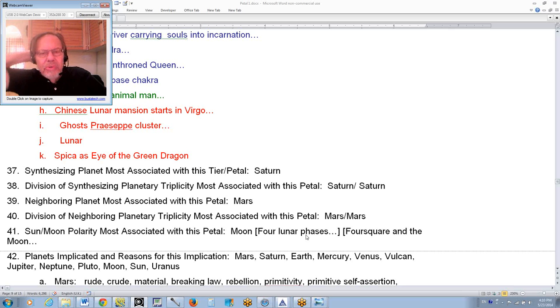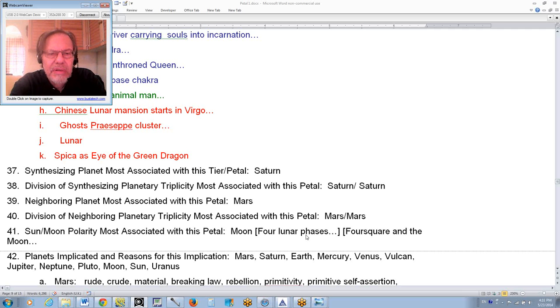What about the Sun-Moon polarity most associated with the petal? Well, it's going to be the Moon. There are 4 lunar phases, the 4-square moon. This is about anchoring in the number 4. And the Moon continues its kind of rulership in the Sun-Moon connection up through the 4th petal.